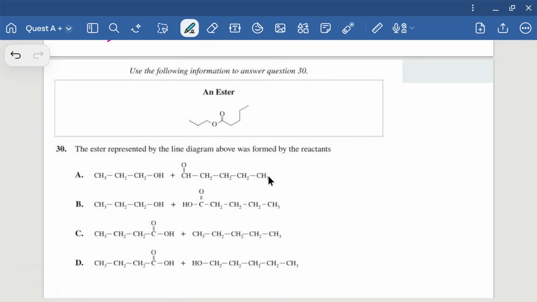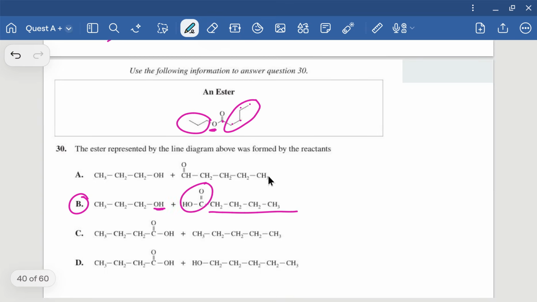This one, taking a look, is the ester represented by the line diagram above. Here we want to see that the part that was connected only to that double bond to oxygen comes from the carboxylic acid. The part that's connected only to the oxygen comes from the alcohol. So the only part here that can work is going to be B, right? We have a propane with an OH group, so propanol. And then this part, we have those 4 carbons with our carboxyl group.